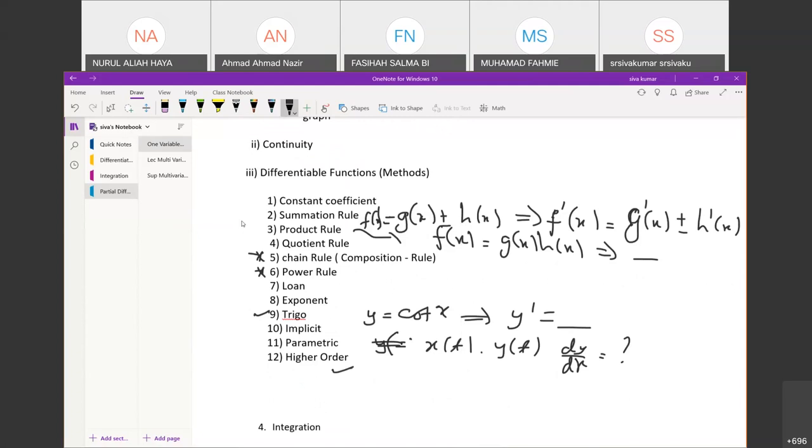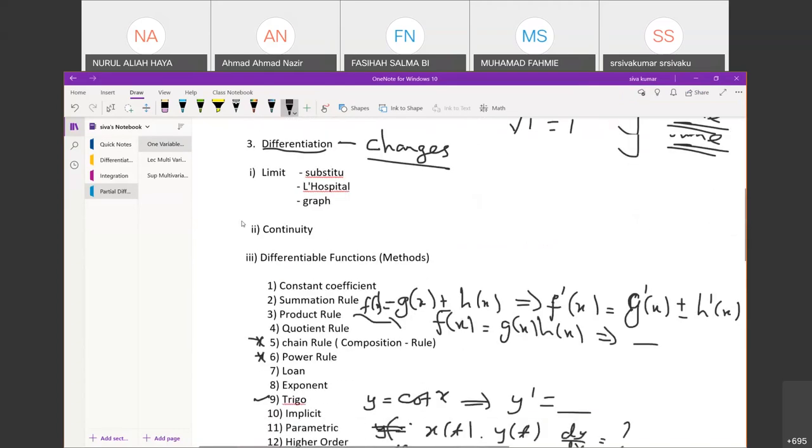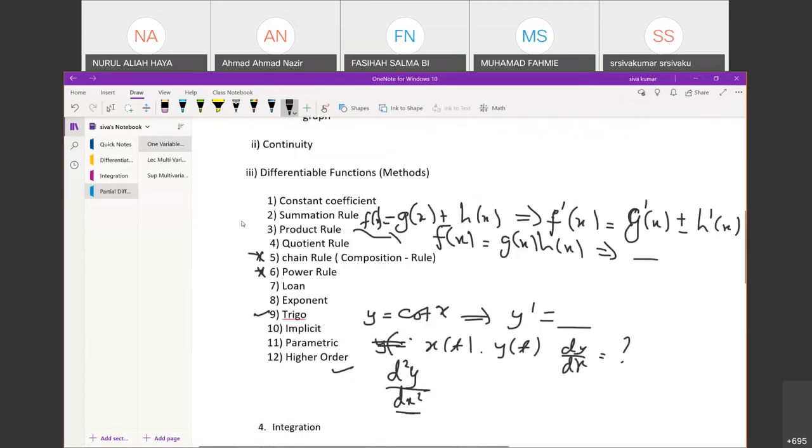The next one is higher order. For example, if I put this d²y/dx², then you should be able to explain how to do it. This is higher order differentiation. Now, integration, how many rules? You see, I introduced to you now 12. It can be more, no worry, because I put all of them together in one combination.